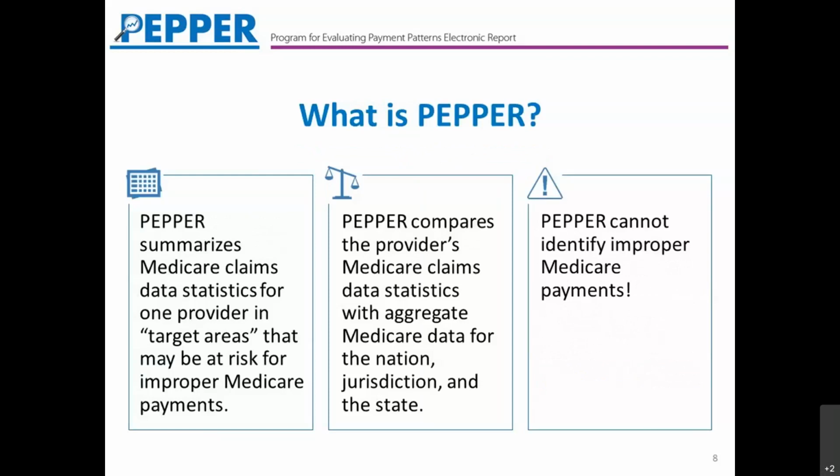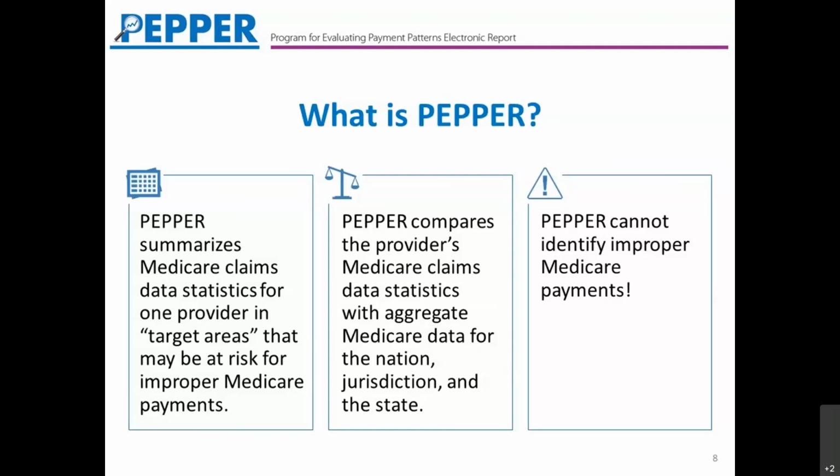Let's start at the very beginning. What is PEPR? PEPR is an acronym that stands for Program for Evaluating Payment Patterns Electronic Report. A PEPR is a comparative report that summarizes one facility's Medicare claims data statistics for areas that might be at risk for improper Medicare payments, primarily in terms of whether the claim was correctly coded and billed, and whether the treatment provided to the patient was necessary and in accordance with Medicare payment policy. In the PEPR, these areas that might be at risk are called target areas.